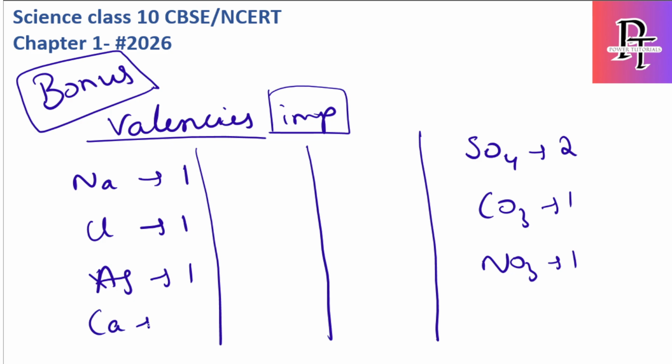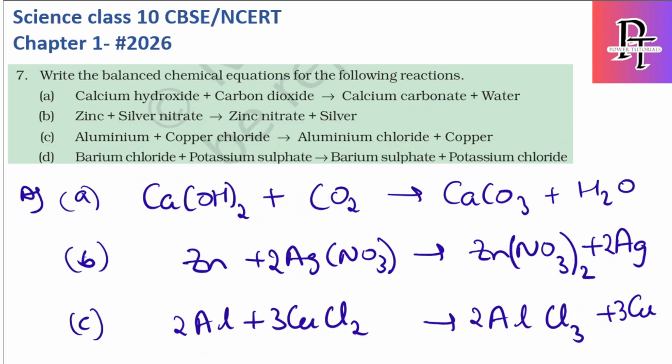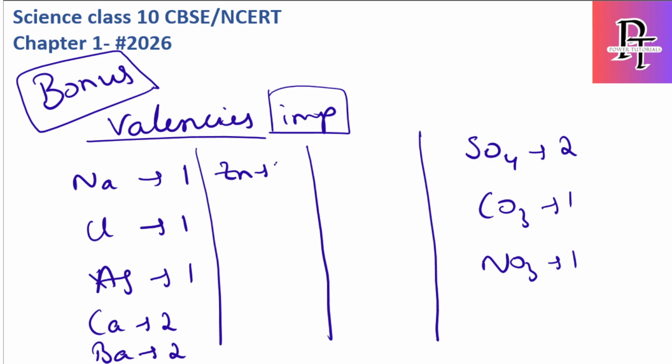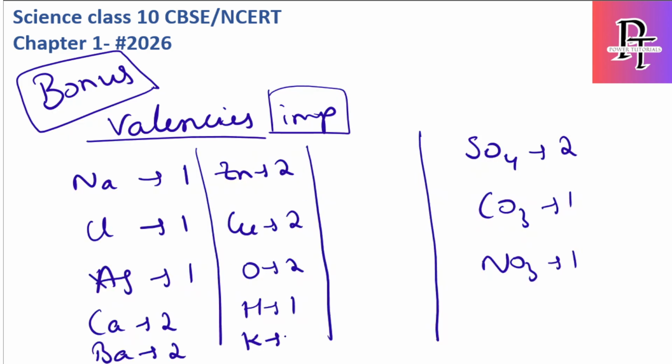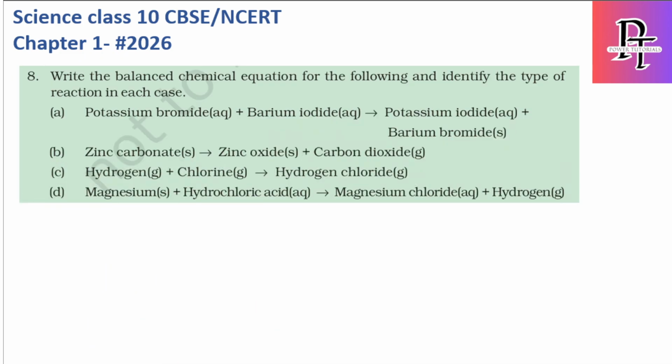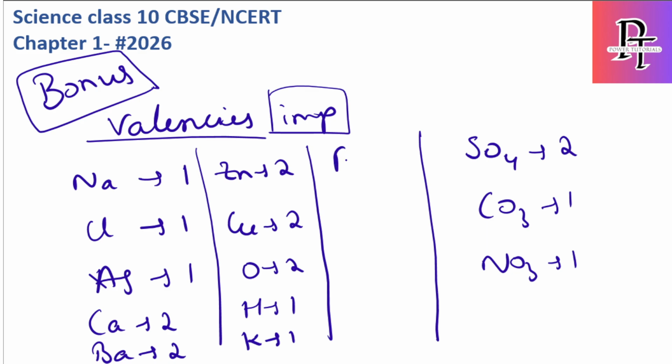Okay, and then we have calcium 2, barium 2. Anything else they're asking? Zinc 2, copper 2, oxygen 2, hydrogen 1, magnesium 2, potassium, sodium 1. Potassium, sodium I think already covered. Okay. Potassium 1, zinc 2 is covered. Iodine, chlorine, bromine, all are 1 because they belong to the halogens. Fluorine they will not ask you, but they can ask you for bromine. Bromine is 1, chlorine is 1, already covered.